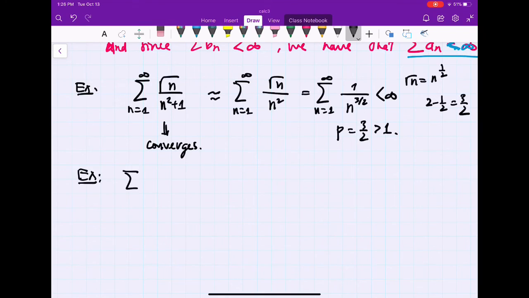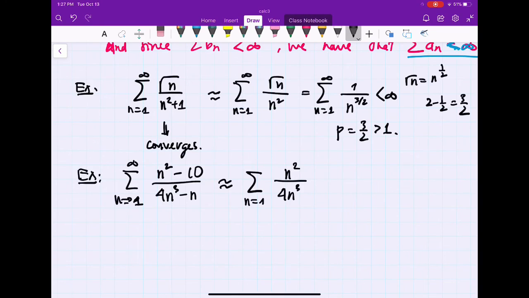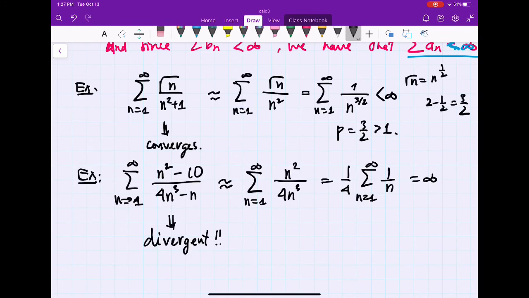So let's make that more complicated, right? N squared minus 10 over 4n cubed minus n, from 1 to infinity. So according to similarity, you get n squared over 4n cubed, from 1 to infinity, and that is 1/4 times 1 over n, the harmonic series, and this is infinity. From here you see this is divergent.